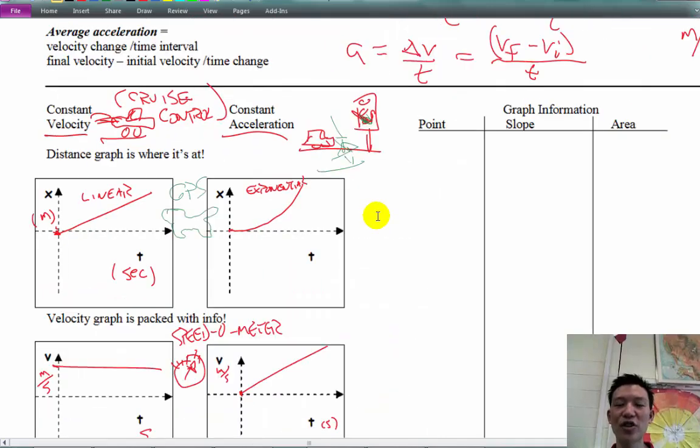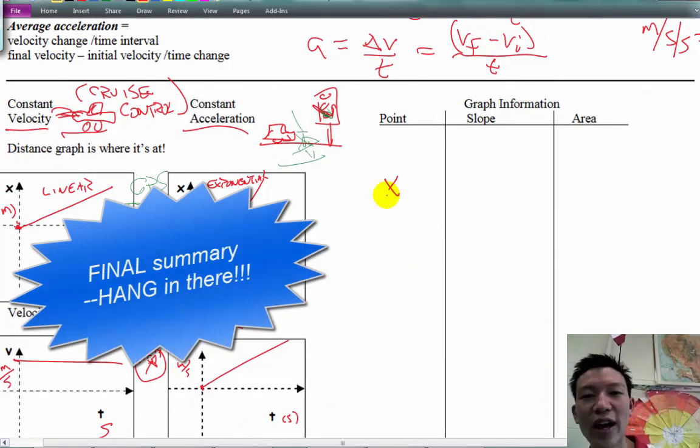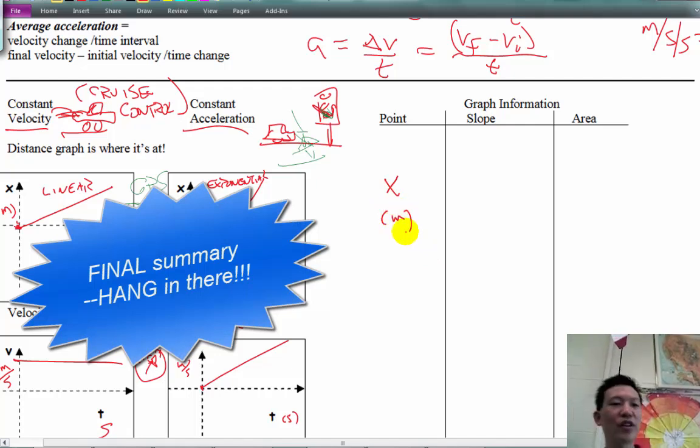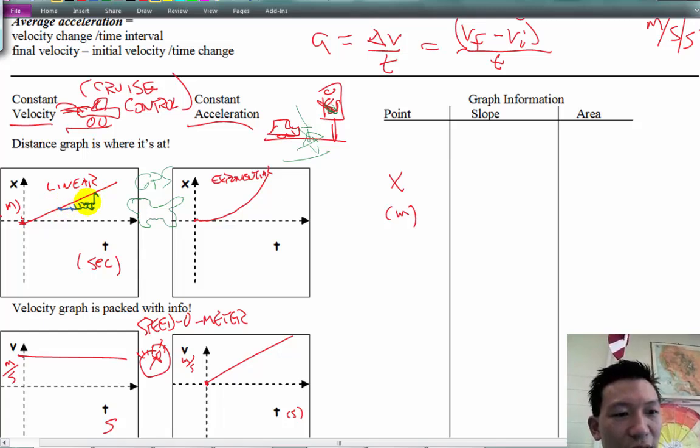So now, while we're doing all this, I want to actually show you some secret patterns here to try to put this together here. Any point on a position time graph just tells you your x, where you are, your position here. But here's what's kind of cool. If you take the slope of any point on a position time graph, how do you find the slope of a line? You guys remember?